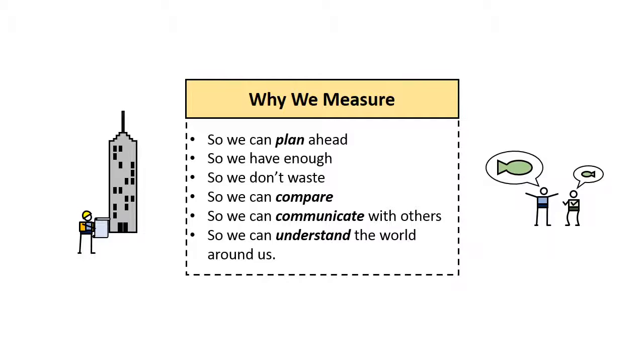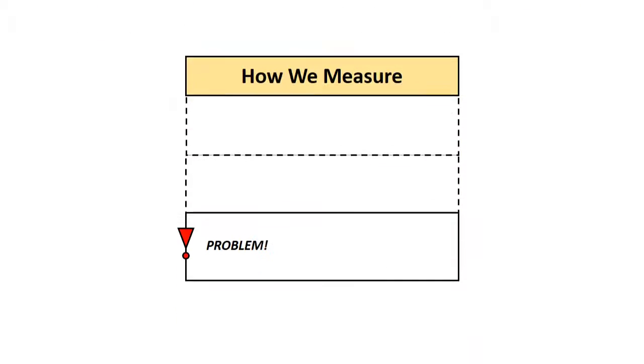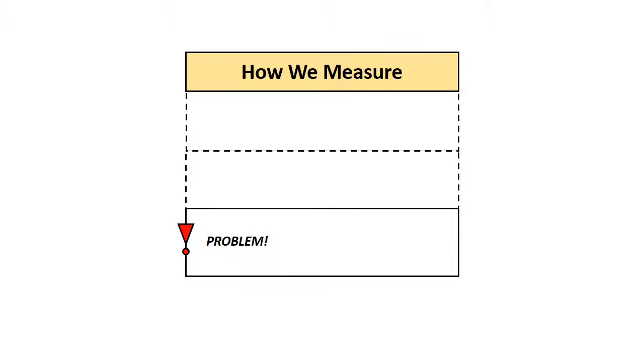Is it big? Is it little? Is it heavy? Is it light? Is it near? Is it far? These are the reasons we measure. All right, now, how do we measure?